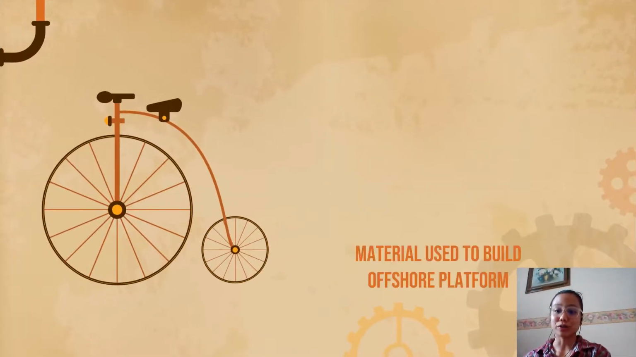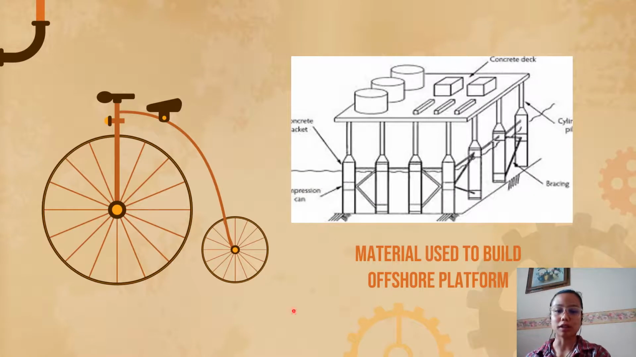The material used to build an offshore platform is mainly concrete and steel because they can stand extreme environments. It can last for a long time. The structure can last for a long time even though it is under a lot of loads and a lot of pressure.